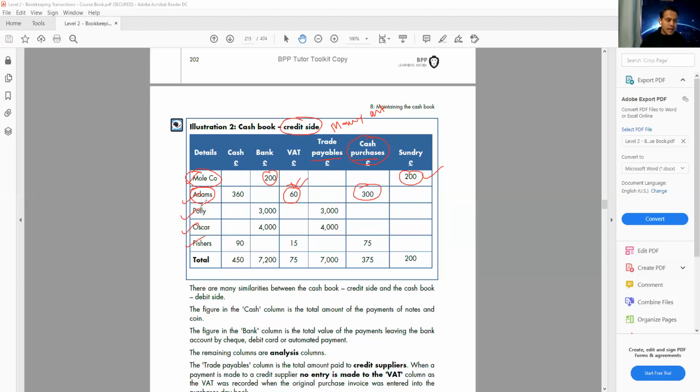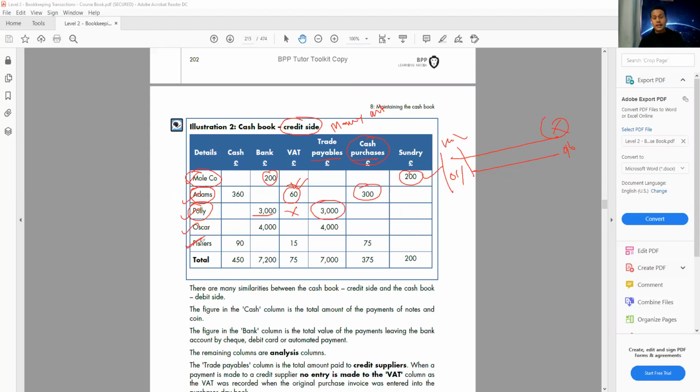The next one, I have Polly. I paid £3,000 to Polly from my bank account, and I can see this is a trade payable. Trade payables means credit supplier. That means I'm not going to split the VAT, because this is my credit supplier. I already purchased this before, and now I make the payment. So basically, maybe in January I purchase from the supplier and I'm paying in June. I already split the VAT then, so I'm not going to do it here again, and I don't have to worry about the VAT.